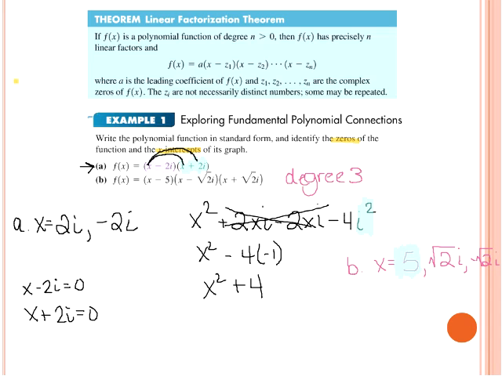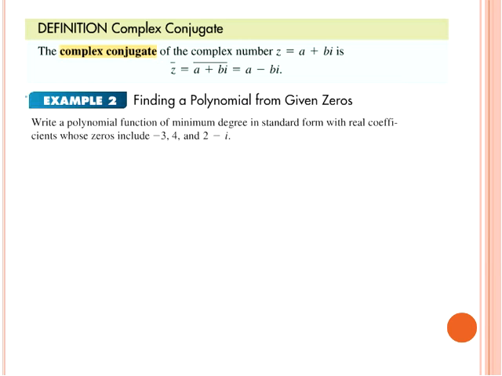Okay. If you want to see that distributed, I think it's done in the book, I want to say. So just check out the book for example 1, and you can see how that is going to be distributed to get that actual polynomial. All right, if you are given the zeros, can you work backwards to actually find the polynomial then?